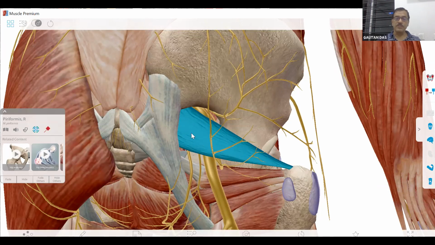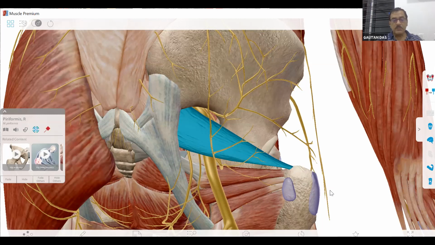So what is the function of this muscle? When this muscle contracts, the hip is externally rotated and abducted. If it is in spasm, the sciatic nerve is getting compressed, and the patient might be having the symptoms of sciatica. Pain might be going up to the toes.